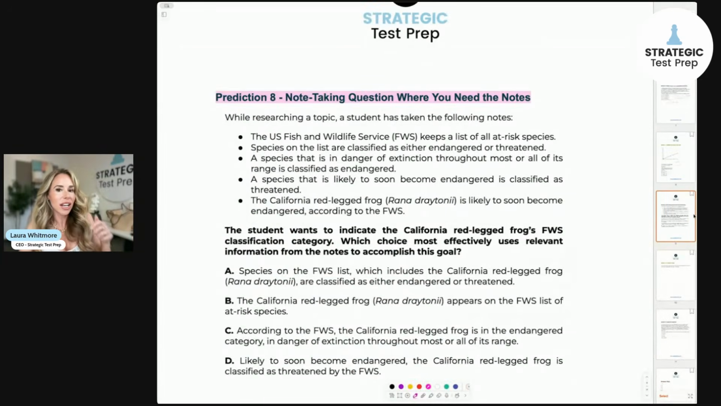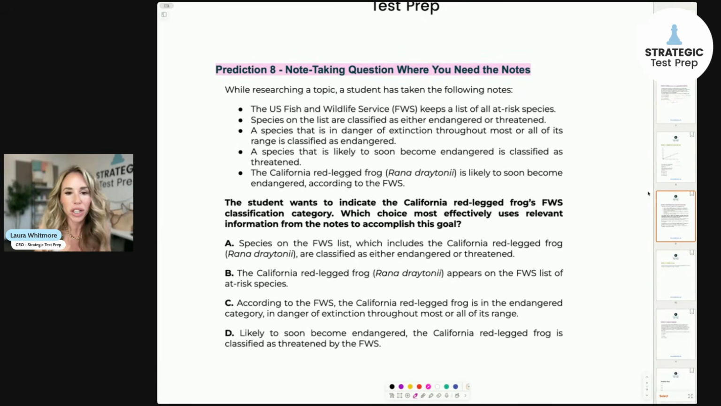So my next prediction is I think you're going to have a note-taking question where you need the notes. Most people who are newer to the SAT learn a quick trick right away that says you ignore these notes and then you can just pick an answer. That's true most of the time. However, as of the last school year, these note-taking questions have gotten a little bit more tricky and a little bit more complicated, where you should expect 1 or 2 of them to require you to read the notes as well. So here's how you're going to do this.